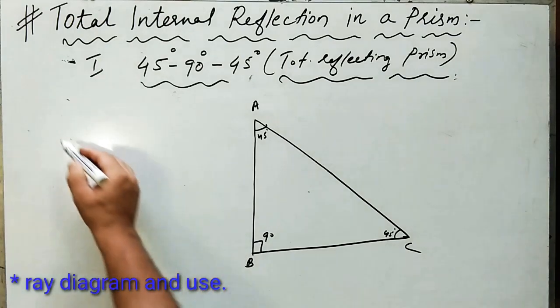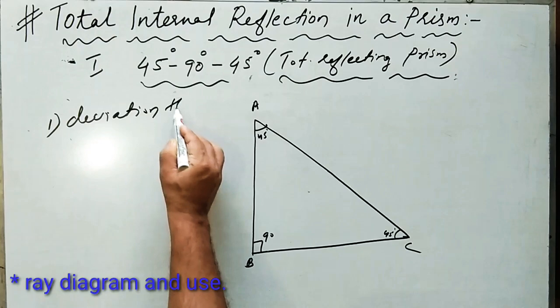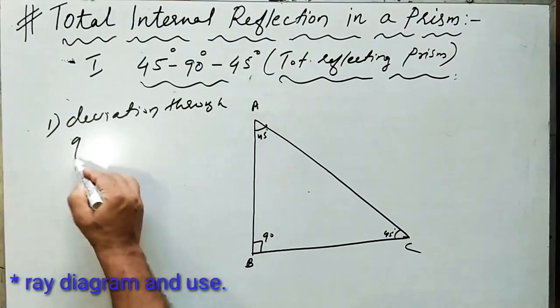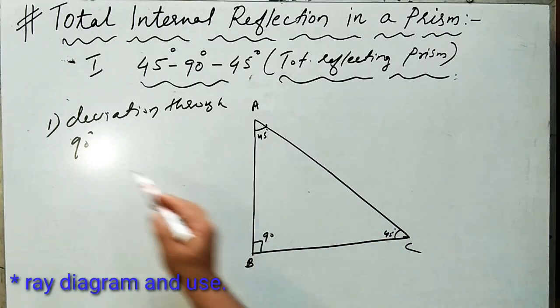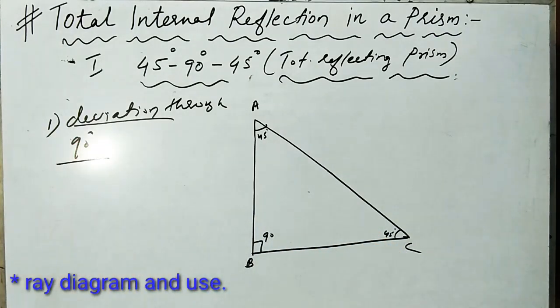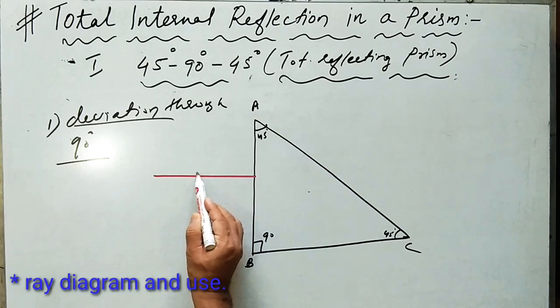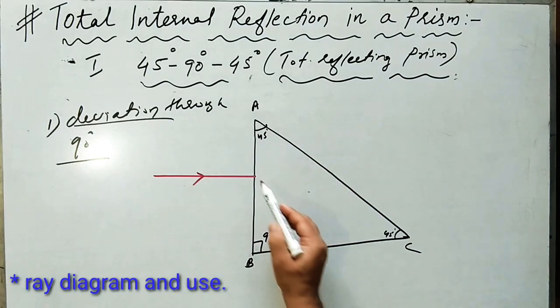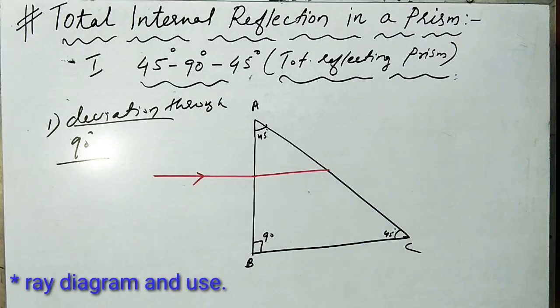So the first case: deviation through 90 degrees. This prism is used to deviate a ray of light through 90 degrees. So we are learning how the deviation takes place through 90 degrees. Now let us consider the face AB. A ray of light is incident normally on the surface AB, and as you know, it passes undeviated for normal incidence and strikes the surface AC.